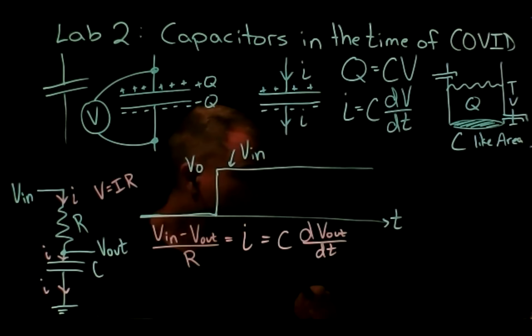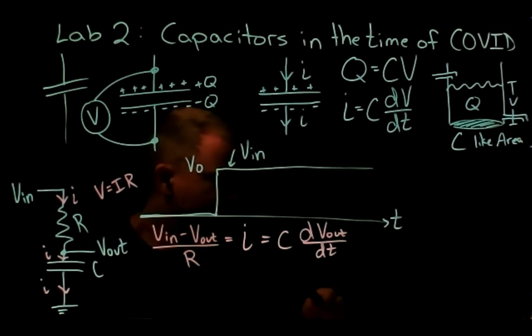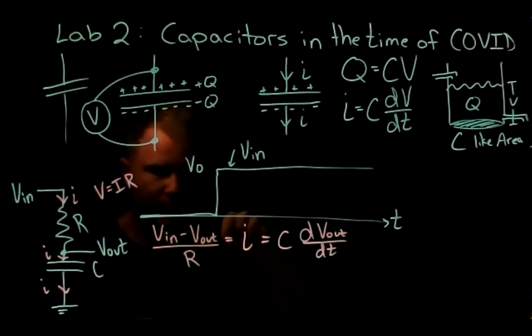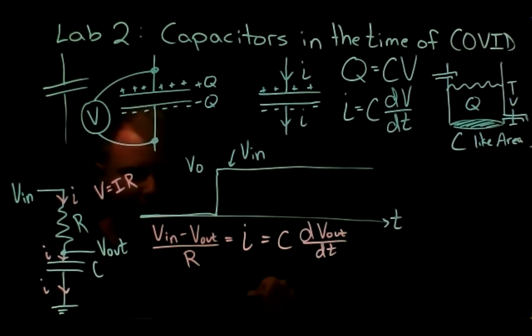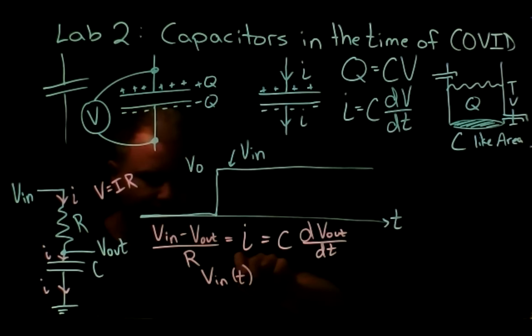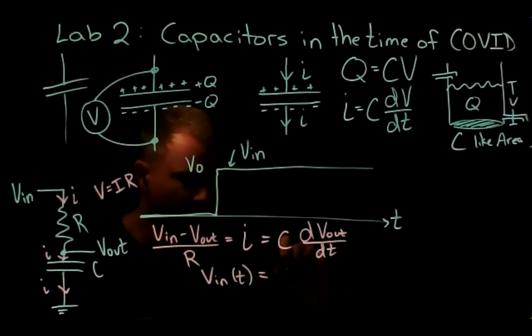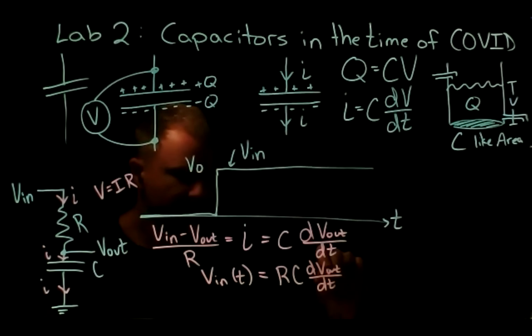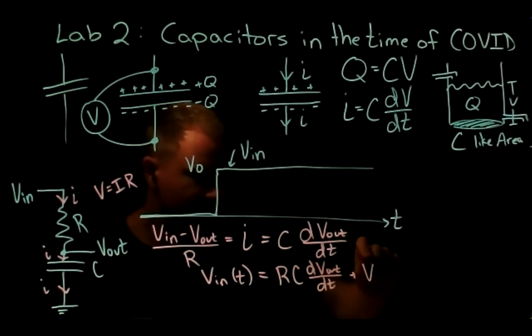All right, so now what am I going to do with this? Let me solve for V in, actually. I think it's a little bit easier. So I'm going to multiply through by R and move V out over to the other side. So V in is going to be our driving force, our driving potential. And this is going to equal RC times the derivative of V out dt plus V out itself.